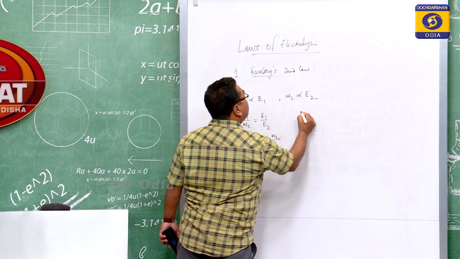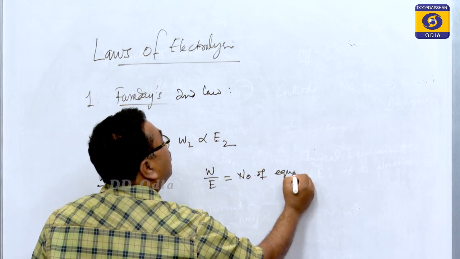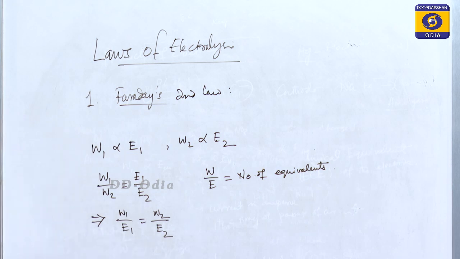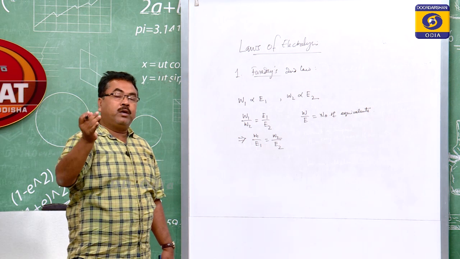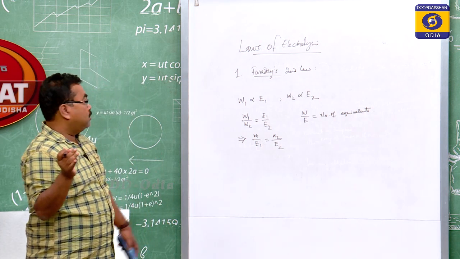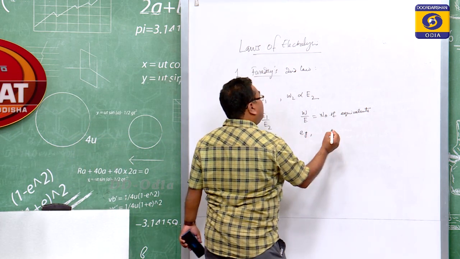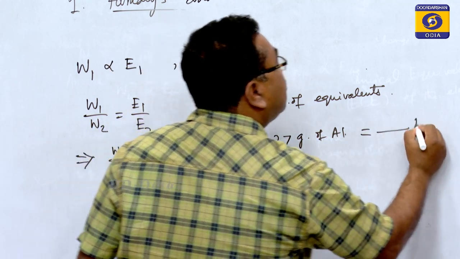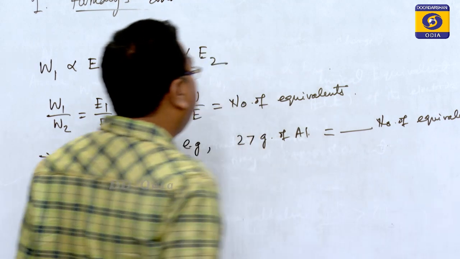The ratio W by E represents the number of equivalents of a particular substance, that is, the mass of the substance in gram divided by the gram equivalent mass. The gram units in the denominator and numerator cancel, so it comes out to a number, the number of equivalents. For example, suppose I say 27 gram of aluminum is equal to dash number of equivalents. I will make it clear.